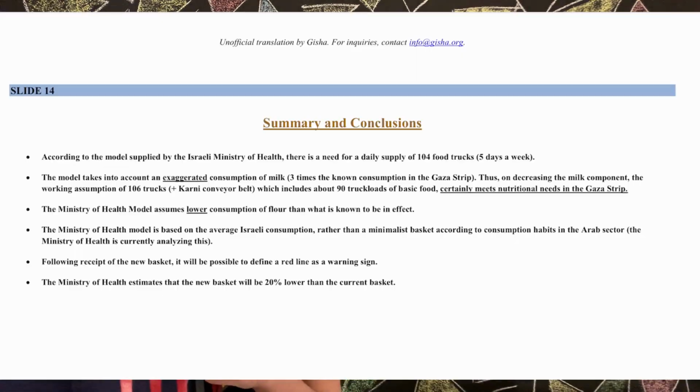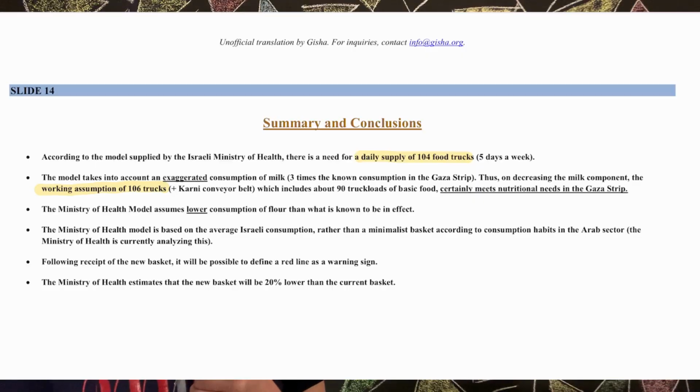On the final slide, we read that their model says that 104 trucks of food are required for the Palestinians in Gaza. 104 trucks of food on a total number of 106 trucks, which must somehow leave room for everything else in life. Hygiene products, medical equipment, clothing, books. The Ministry of Health will proceed to formulate a more minimalist model, which they expect will be 20% lower than the one used in this analysis.